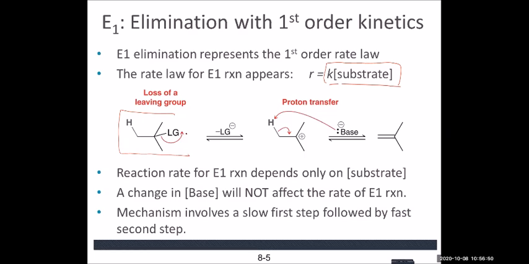The reaction mechanism: the first step, the leaving group dissociates, forming a carbocation. And the second step, the base takes away the proton. It's fast. So it's very similar to the SN1.